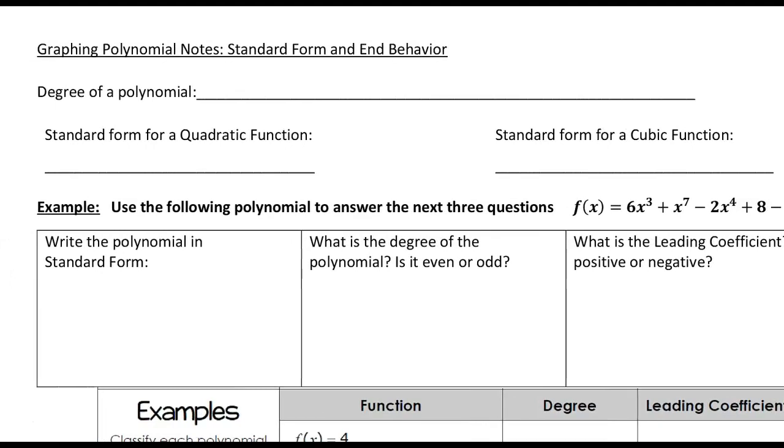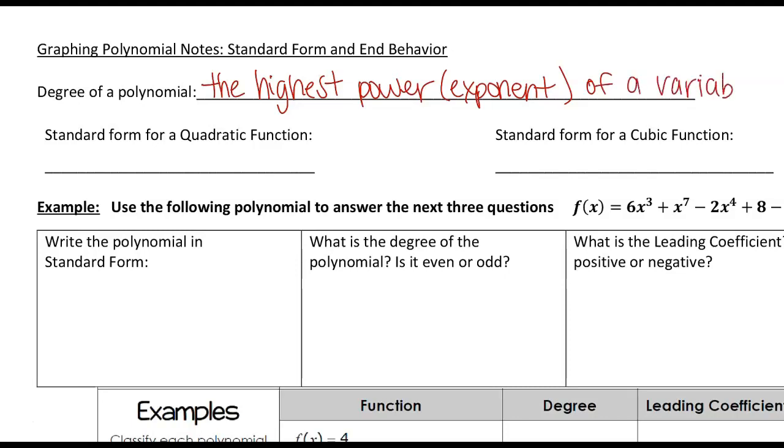So the degree of a polynomial is the highest power, or you could say exponent, the highest power or exponent of a variable in a polynomial equation or function, because ultimately we will be graphing. So an equation or function. It's literally the highest power on a variable.